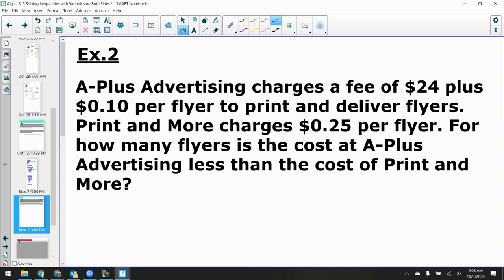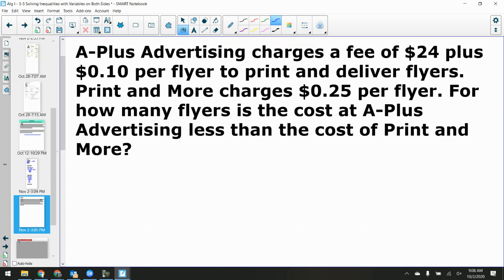But if you're getting like 1 million flyers, where are you going to go? A Plus, right? So where is the threshold? Where is that tipping point from one to the next? We want to know for how many flyers the cost at A Plus is less than the cost at Print and More.